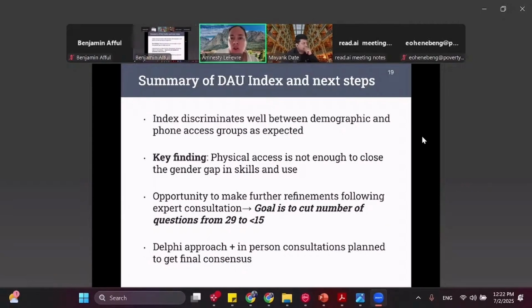Currently, we have 29 questions in the index, but the goal, at least from the Gates Foundation side, is to get this down to around 10. So we're going to have to undertake follow-up processes, and the intent is to do that through a Delphi approach, as well as in-person consultations, to get consensus on what that final 10 or so questions should look like.